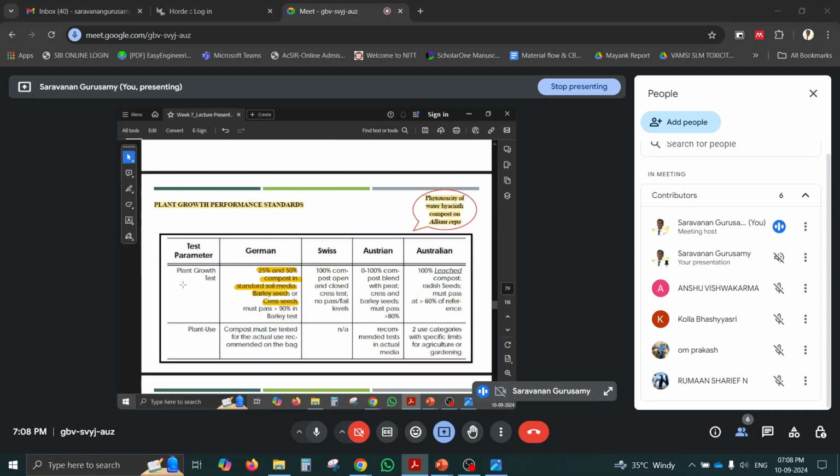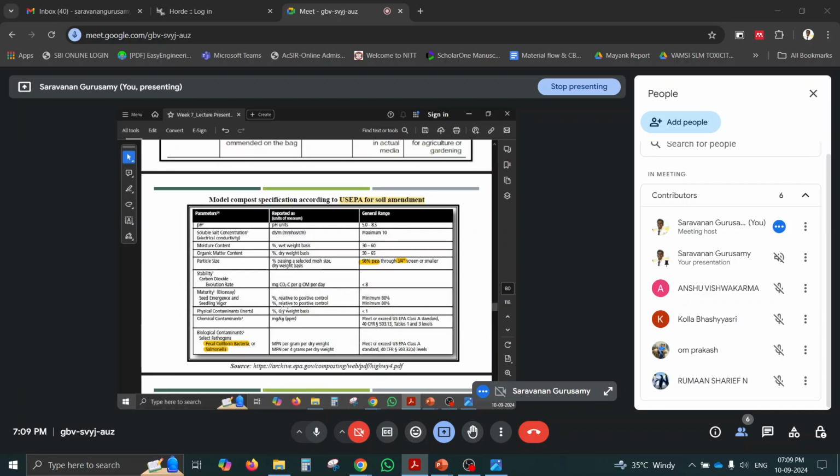And then as I mentioned, the phytotoxicity test, that is the plant growth test. Germany has separate guidelines, Switzerland has guidelines, Australia has guidelines. It is mentioned 25 and 50% compost in the standard soil media. Barley and cress seed should pass greater than 90%. So 90%, if I plant 100 seeds, then 90 seeds should grow well. Only the 10% may not grow well. So this is the guideline that the compost should pass. Okay.